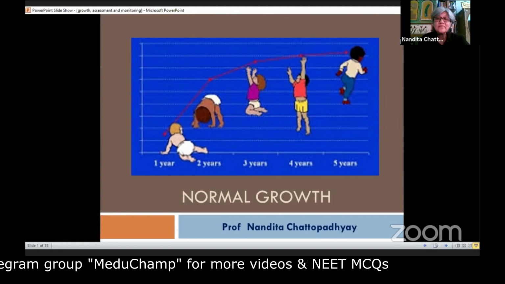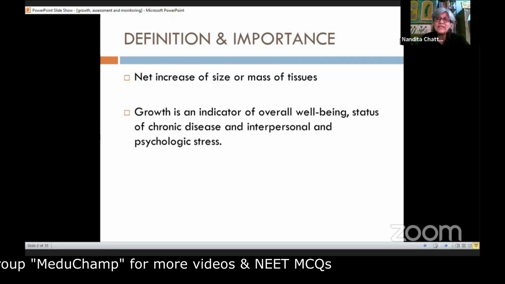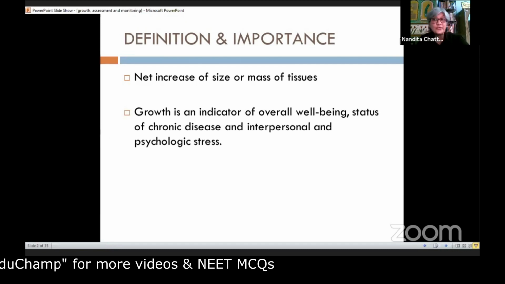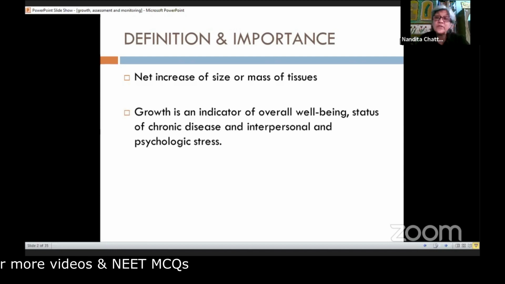Let us see, what do we mean by growth? Growth is basically an increase in size or mass of different tissues, and an increase in size of the whole body as a whole. And what is the importance of this growth? The main importance is that growth is affected by numerous social, environmental and genetic conditions, as well as the general well-being of the individual. So the growth will tell us about the health status of the child. That is why it is so very important.